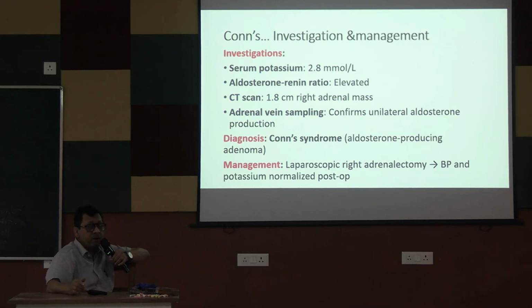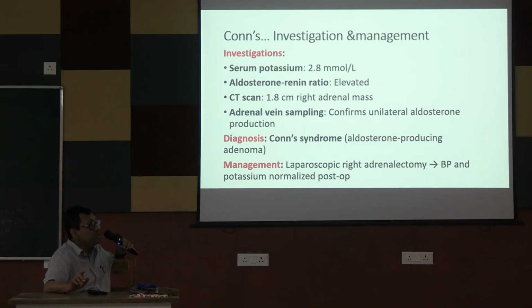Normally, what is the level of the serum potassium? Any of you? Very good. 3.5 to 5. So, if in this case you see the serum potassium is 2.8, the aldosterone and renin ratio is elevated. There is elevated aldosterone secretion, and CT scan shows a 1.8 centimeter right adrenal mass.